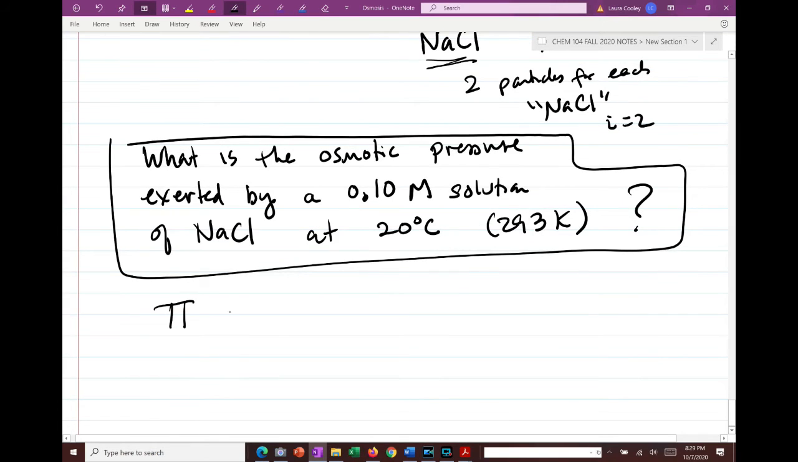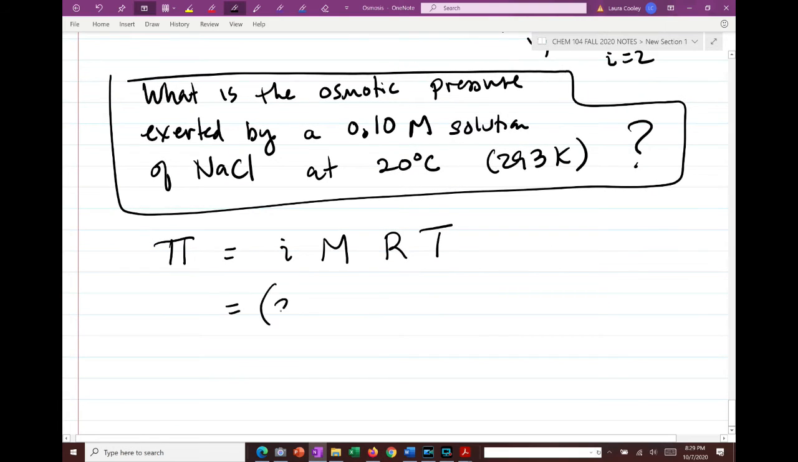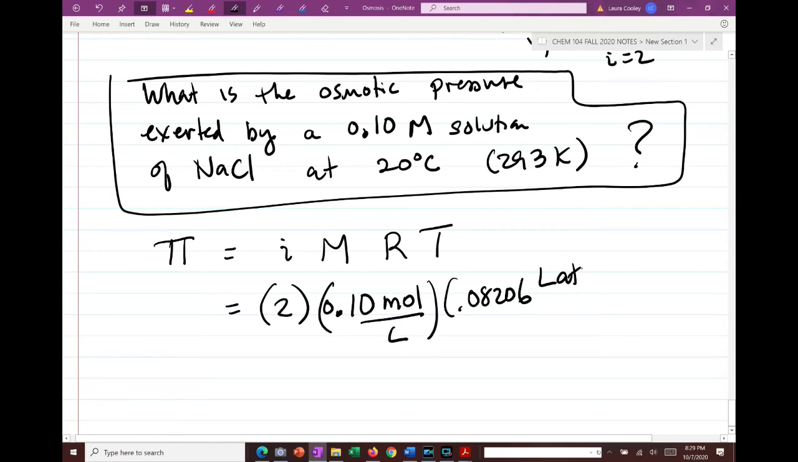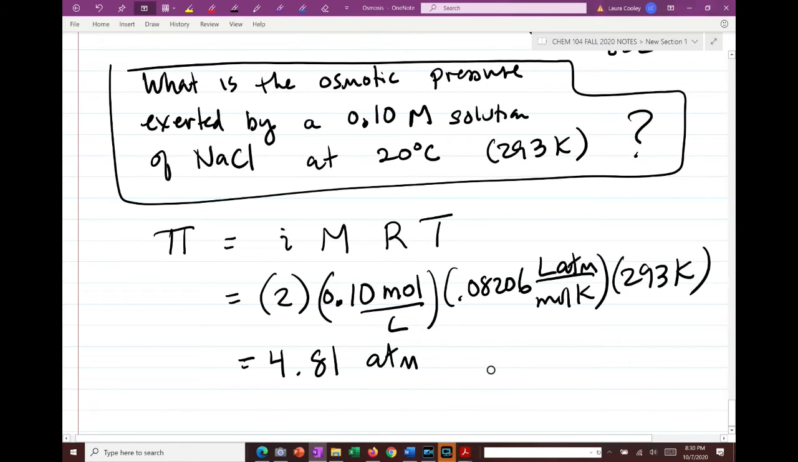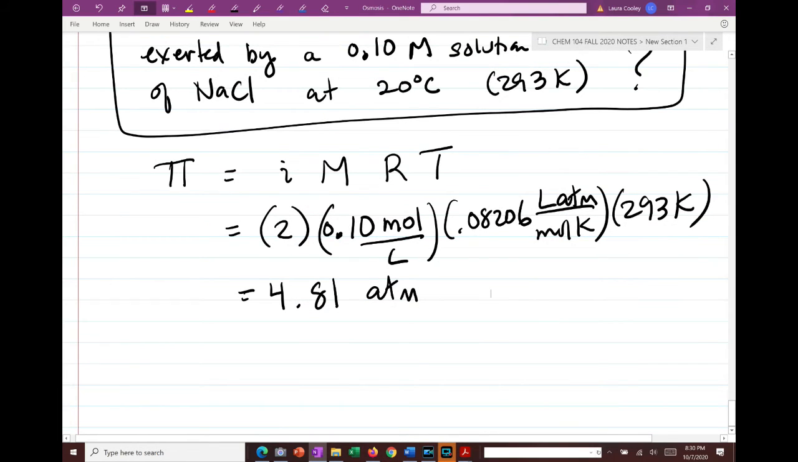So we have to use pi equals iMRT. This i is 2. The molarity is 0.10 mole per liter, times 0.08206 liter atmospheres per mole Kelvin, times 293 Kelvin. And that comes out to 4.81 atmospheres, which is totally shocking to me because it's really a very large pressure.